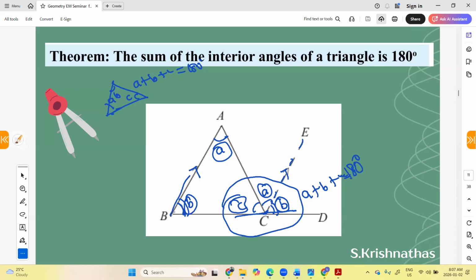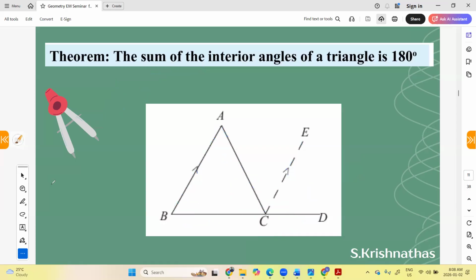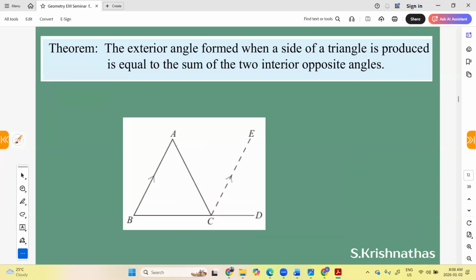But here the same three angles are the interior angles of a triangle. So the conclusion: the sum of interior angles of a triangle is 180 degrees. Okay, this is the basic proof of the theorem. Okay, right. We can go to the next thing. Students, I revised everything in grade 10. Okay, right. Next, the exterior angle formed.